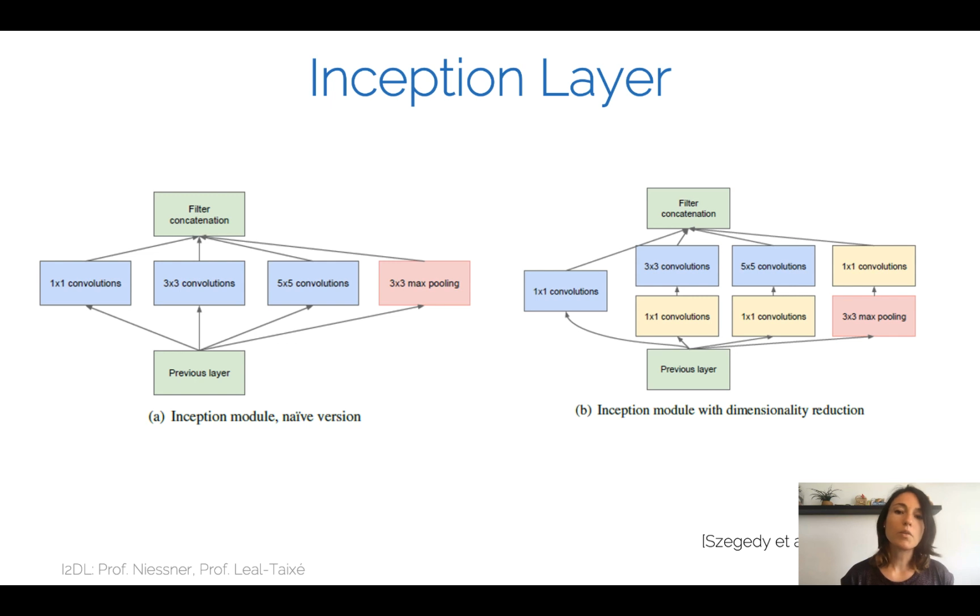But of course, computing one-by-one convolution, 3-by-3 convolution, 5-by-5 convolution, and max pooling, and then concatenating all the outputs would mean that for every layer, we would have a huge output, which would mean a huge number of multiplications on the next layer. And this is why we use one-by-one convolutions to reduce the depth of the output, the depth of our feature map, so that we can apply these operations in a cheaper way.